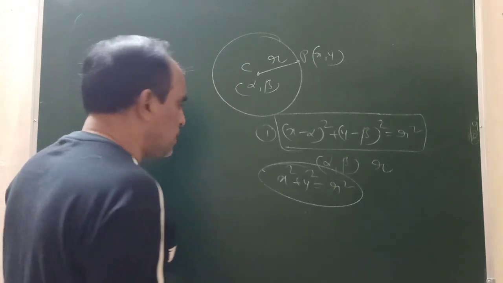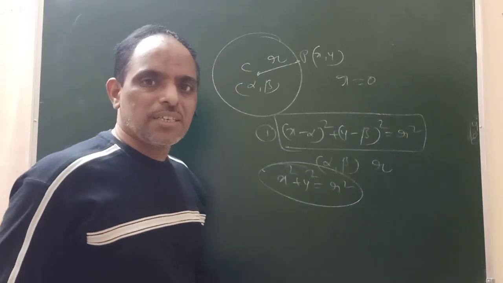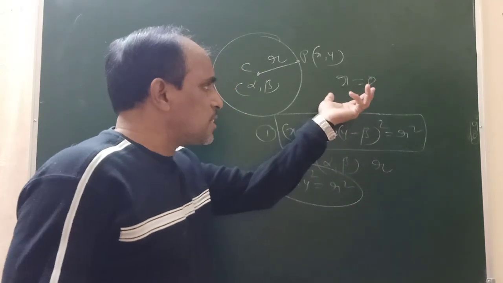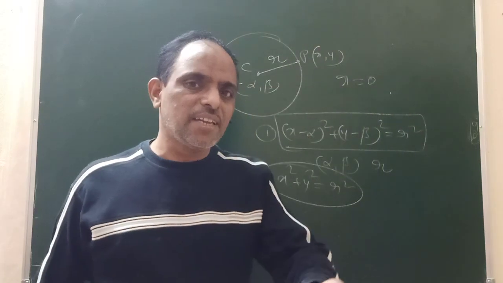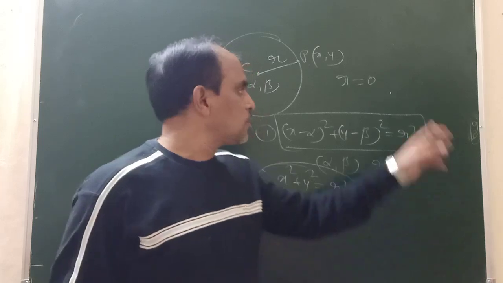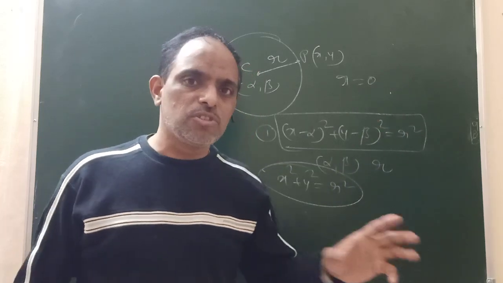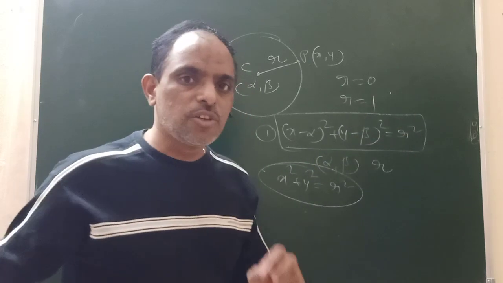Now suppose the radius is equal to 0, it is called a point circle. That means just a point. The point has a center but not a radius, which means the radius becomes 0. So we can say if the radius is equal to 0, that is called a point circle. If the radius is equal to 1, we can call it a unit circle.